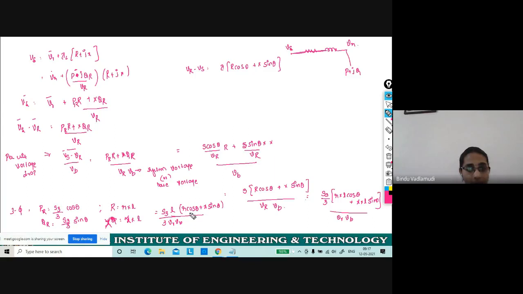Whereas S3 is expressed in terms of kilovolt-ampere, so I am representing it as 1000 volt-ampere. Can I write like this? Is there anything wrong if I write like this? What is S? What is the unit for S?